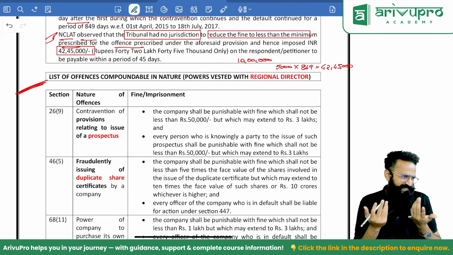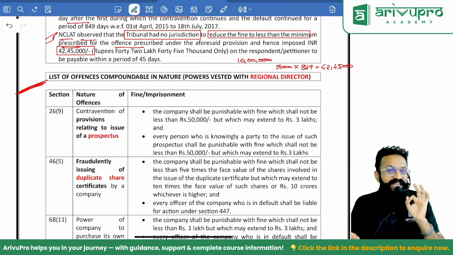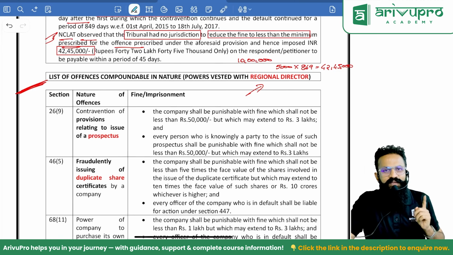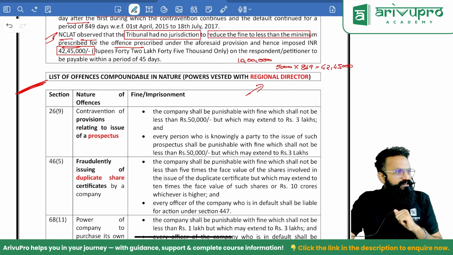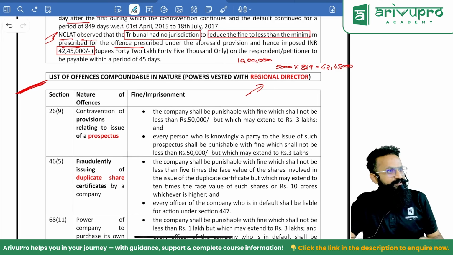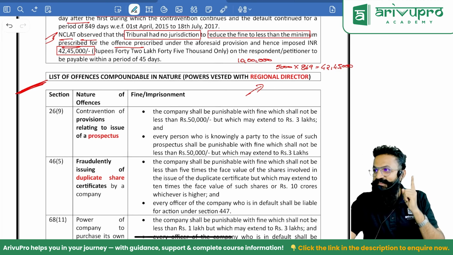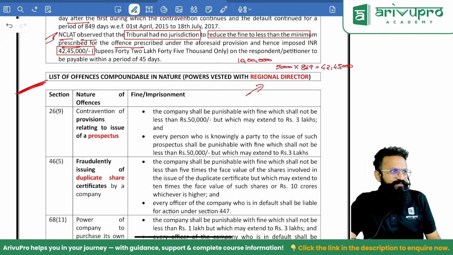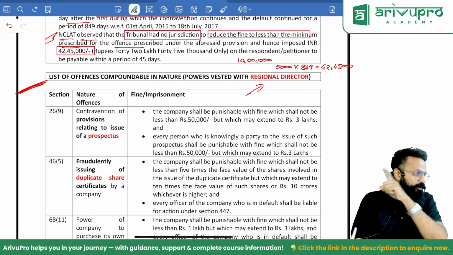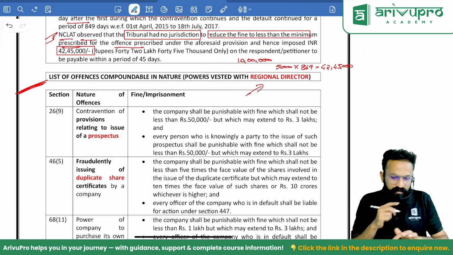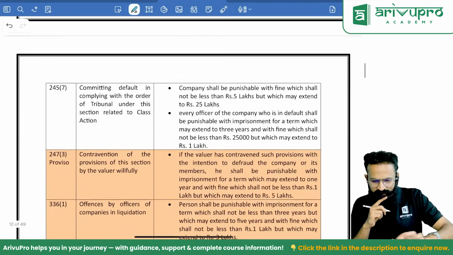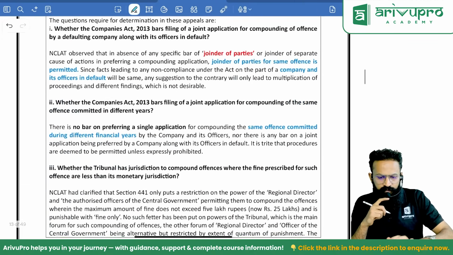They have given 3 offences, people, not only this. How they have given is: what are the offences that can be compounded by RD? What are the offences that can be compounded by tribunal? Because in each section the penalties are different. The power of RD is up to 25 lakh. The power of tribunal is above 25 lakh, he can take it up. I'll not cheat you also. They have given one illustration, one type of question. I should show that also so that you know this type of question is possible.